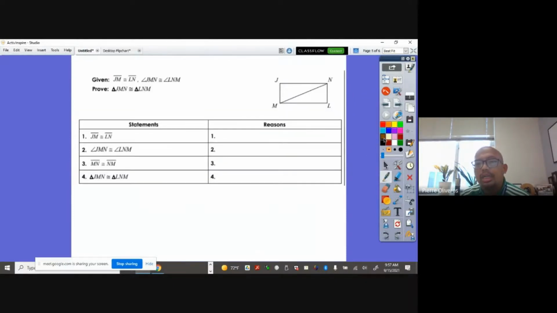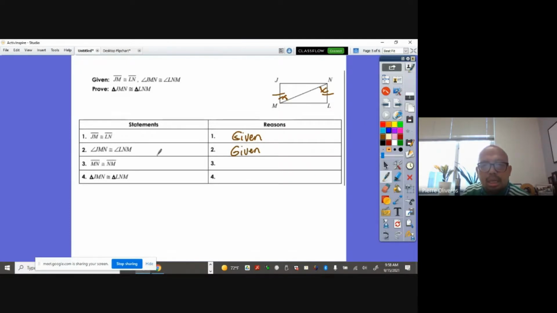Let's try to prove this problem here. JM and LN are congruent, and that will be given. So where's that one? JM and LN. It's nice to draw the thick line on our figure to easily see it. That's how I do it. Angle JMN is congruent to LNM. Where's JMN? So this angle here is congruent to LNM right here. And that's also given to us.